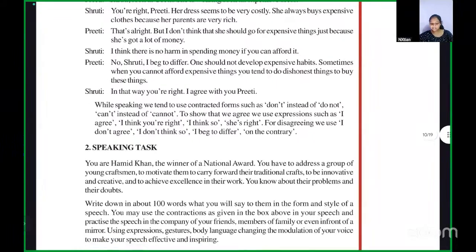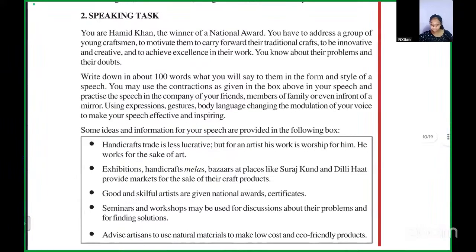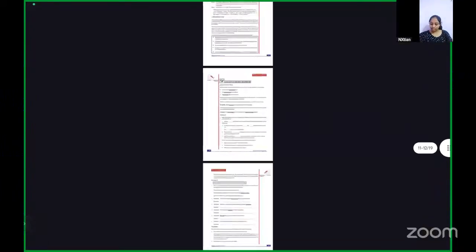Then there is a speaking task. You have to write down 100 words in the form of a speech. It's an exercise where you have to write down 100 words in the form of a speech. Do this as homework. Okay, complete this as homework. We will do some grammar portion today.